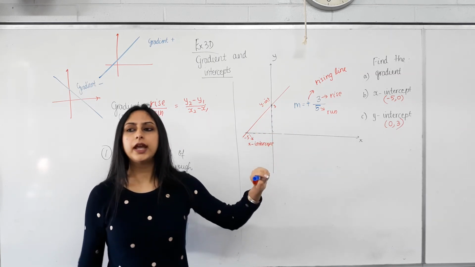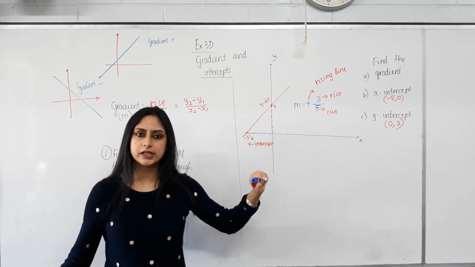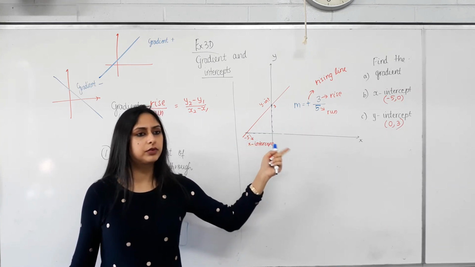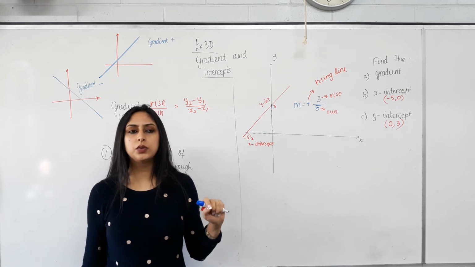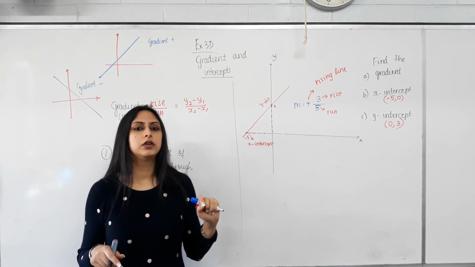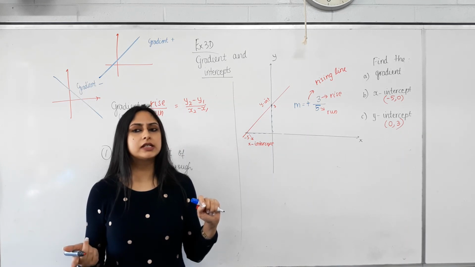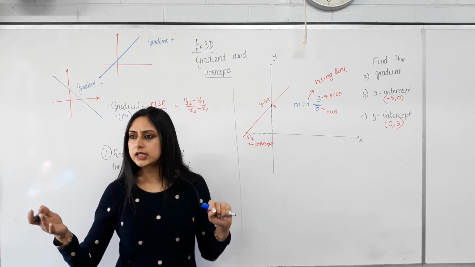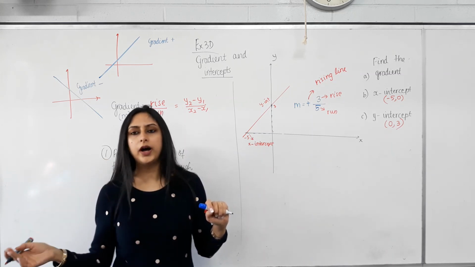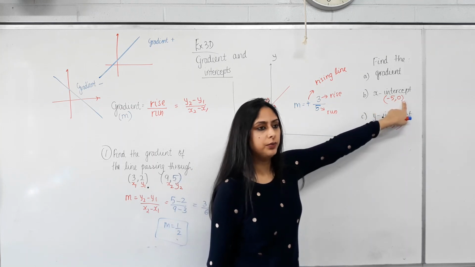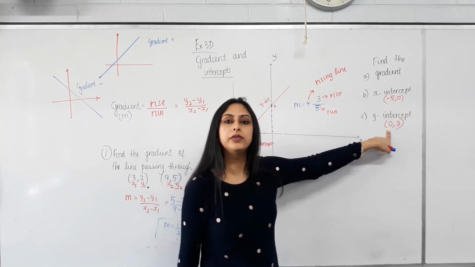What are the coordinates for the x-intercept? (-5, 0). What are the coordinates for the y-intercept? (0, 3). That's it. Do we leave them as a single number or have to put them as coordinates? Coordinates. Perfect. What's the x-intercept? Where the line cuts the x-axis. What's the y-intercept? Where the line cuts the y-axis. So you'll always see that the x-intercept will have y equal to 0 and the y-intercept will always have x equal to 0.